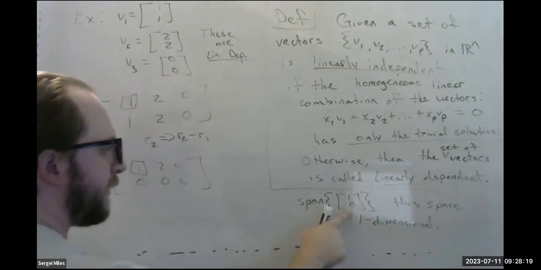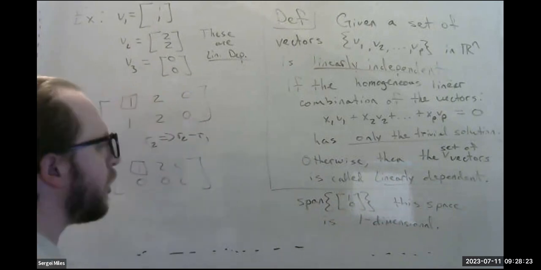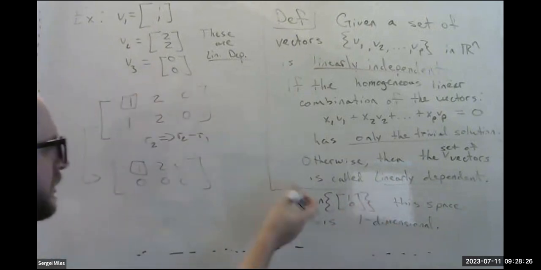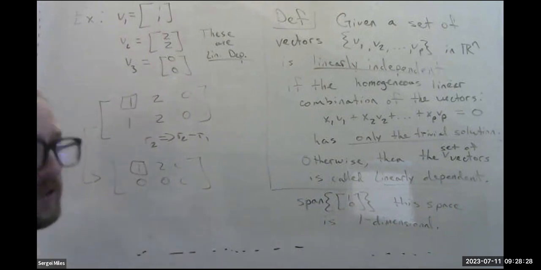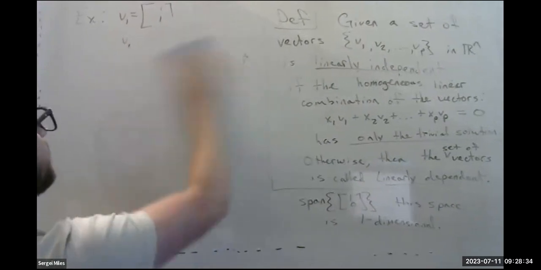Why? This vector is in R2. Why am I calling this space one-dimensional? Well, I'm calling it one-dimensional because remember, span is the set of all possible linear combinations. So let me erase what I have here. We're going to go off on a little side tangent here about span.